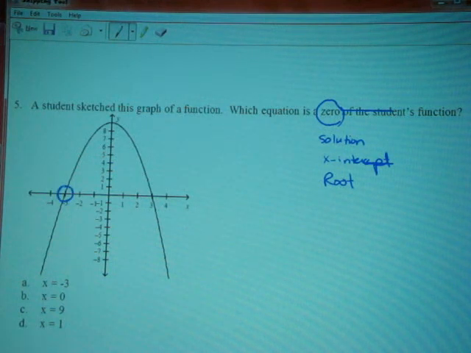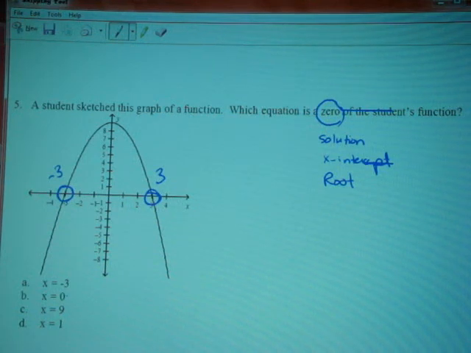Okay? Right there is a zero, right there is a zero. From this graph and from the part that you can see, it would appear that this particular equation has two zeros. One of them happens at -3, the other one happens at 3. So anything down below that is one of those is what it asks for, a zero of the function. And if you look, that is A. Okay? So the answer to number 5 is A.